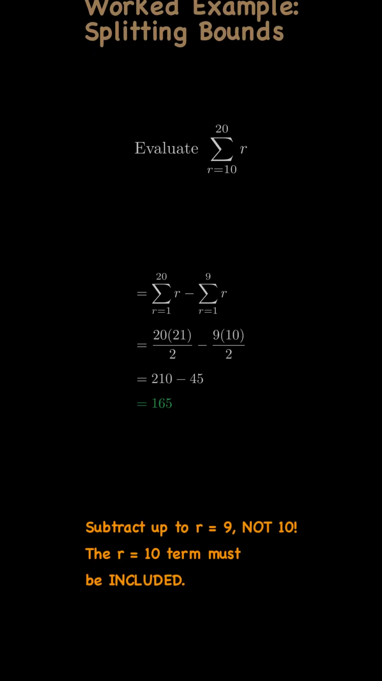Evaluate the sum from r equals 10 to 20 of r. We use splitting bounds, sum from 1 to 20 minus sum from 1 to 9. That is 210 minus 45, which equals 165. Why do we subtract up to r equals 9 and not r equals 10? Because the r equals 10 term must be included in our answer. If we subtracted up to 10, we would remove it.